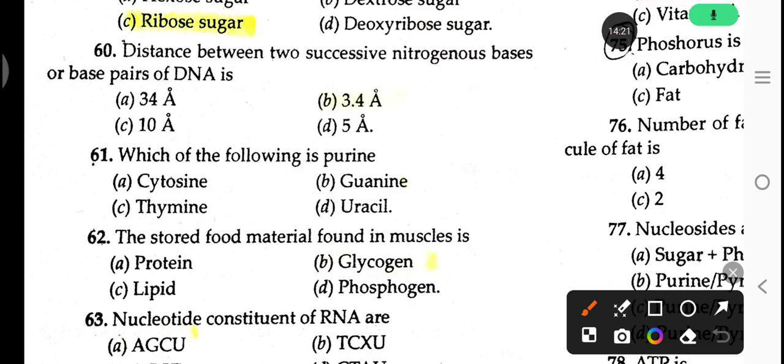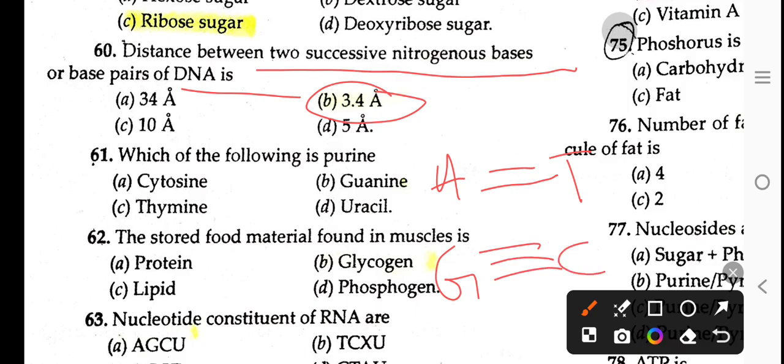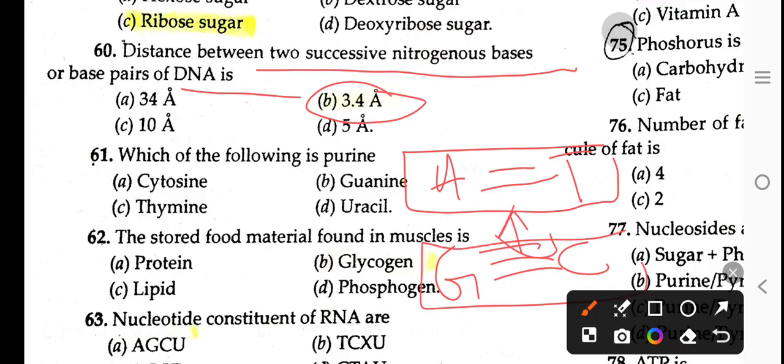Distance between two successive nitrogen bases or base pairs of DNA, so it is 3.4 angstrom. So if adenine is bonded to thymine and guanine to cytosine, this distance of one base pair, or we can consider this one, is 3.4 angstrom. This is the distance between two successive nitrogenous base pairs of the DNA.